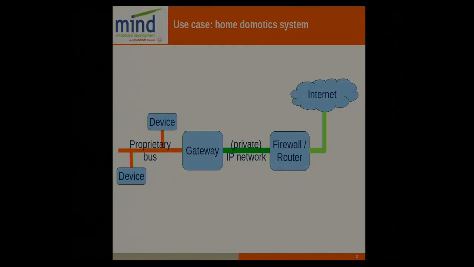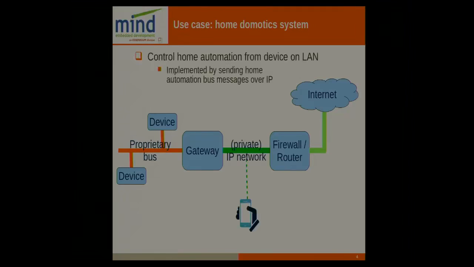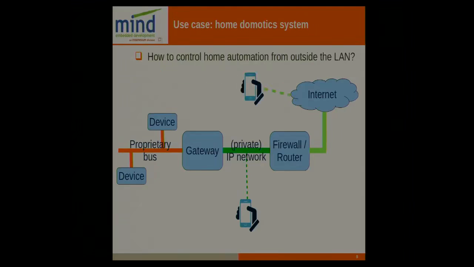But then if you want to control it with your mobile application, for example, you need some sort of gateway device which translates the IP network on one side towards your proprietary bus. So this is what you get when you're on a local network. But usually your gateway is connected to your home router or firewall and then connected to the internet. So the main problem most of the time is how do we access our gateway from outside of our home network, so over the internet.